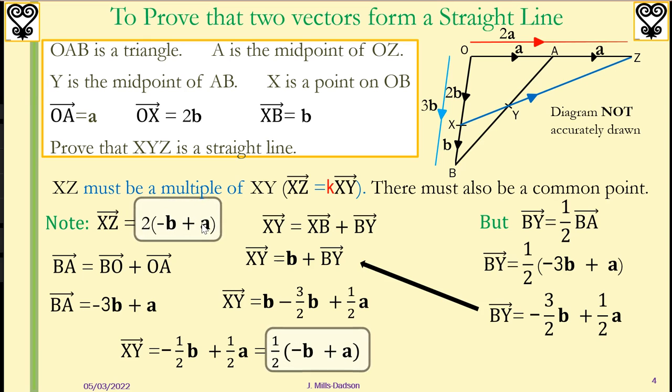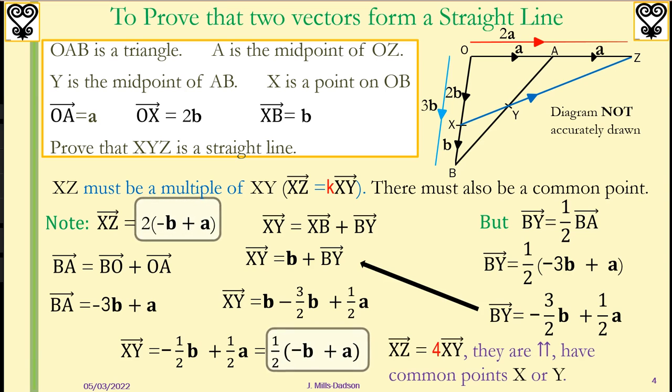So therefore they are parallel. And the fact that they are parallel and they have a common point Y. Therefore, XY and XZ form a straight line, because first they are parallel to each other and XY lies underneath XZ, or XZ lies on top of XY. That is why we say the two vectors form a straight line.